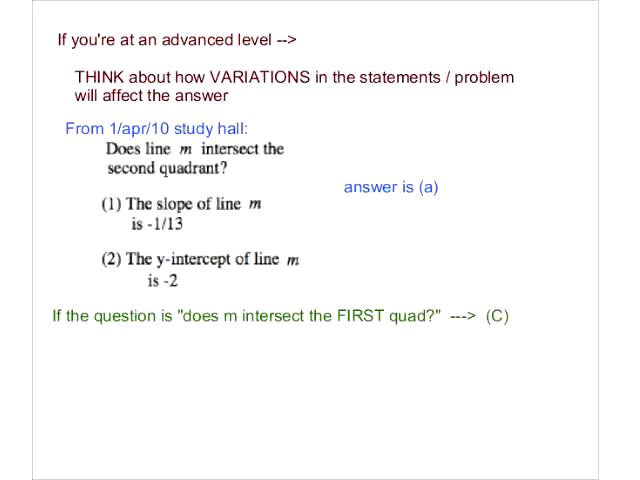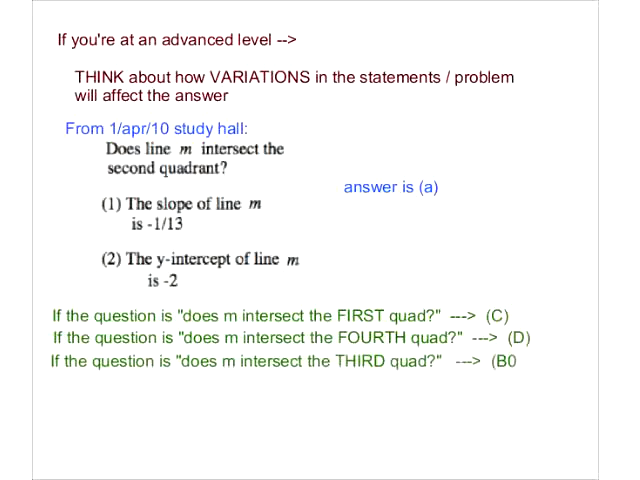If the question is, does M intersect the fourth quadrant, then the answer becomes D. And if the question is, sorry, this is last year's study hall. This is 2010. It's an old study hall problem. If the question is, does M intersect the third quadrant, then the answer is B.